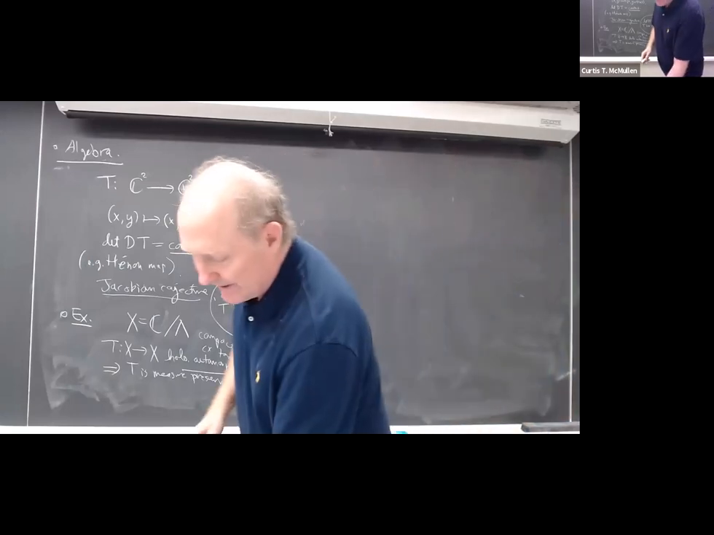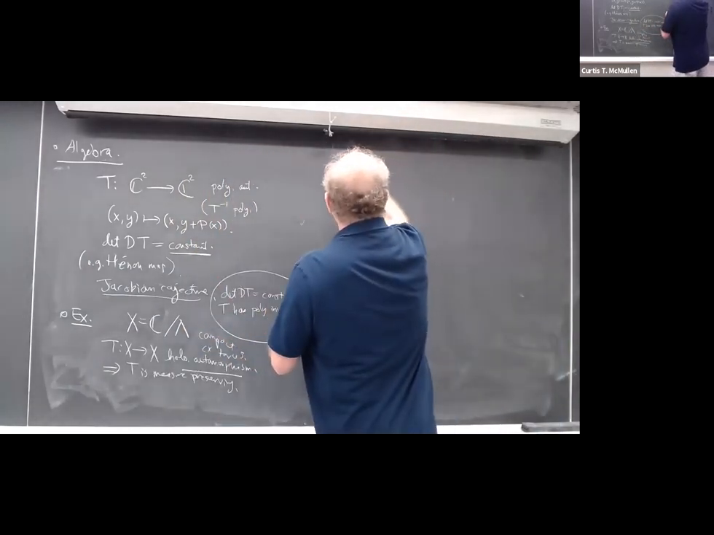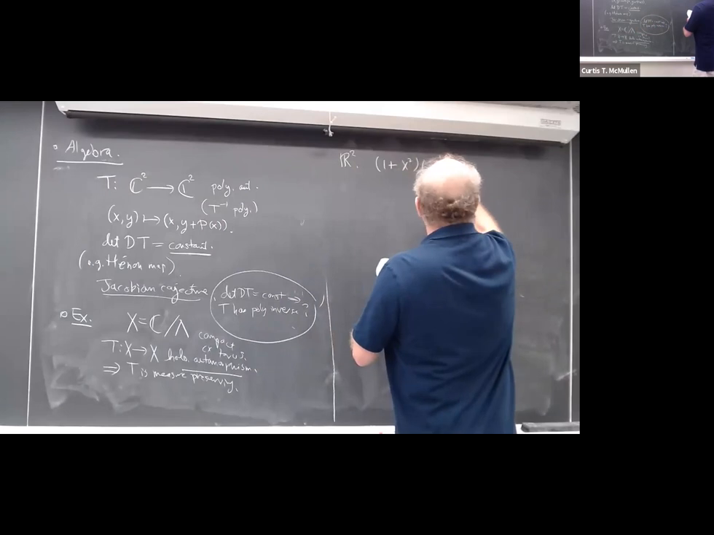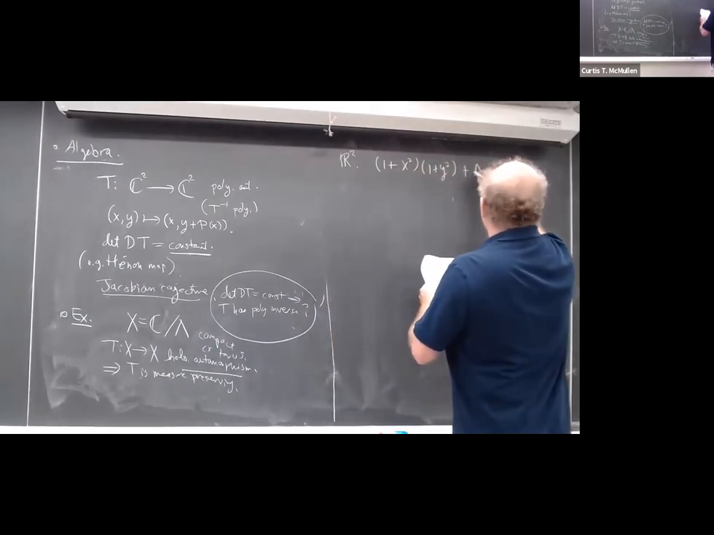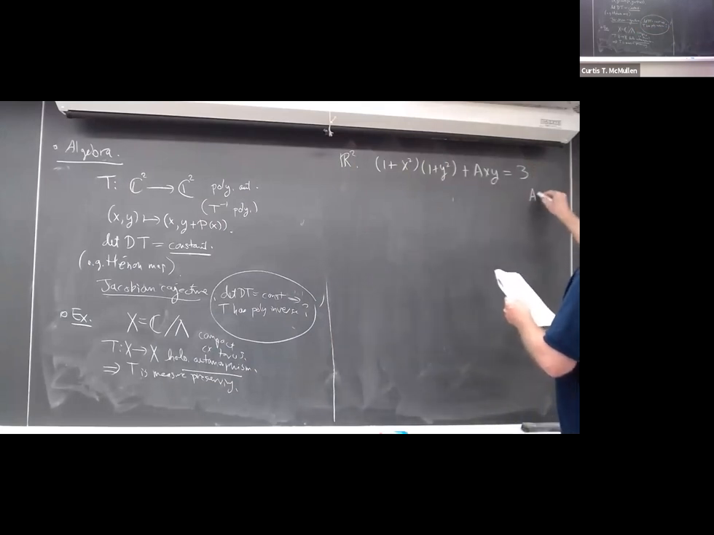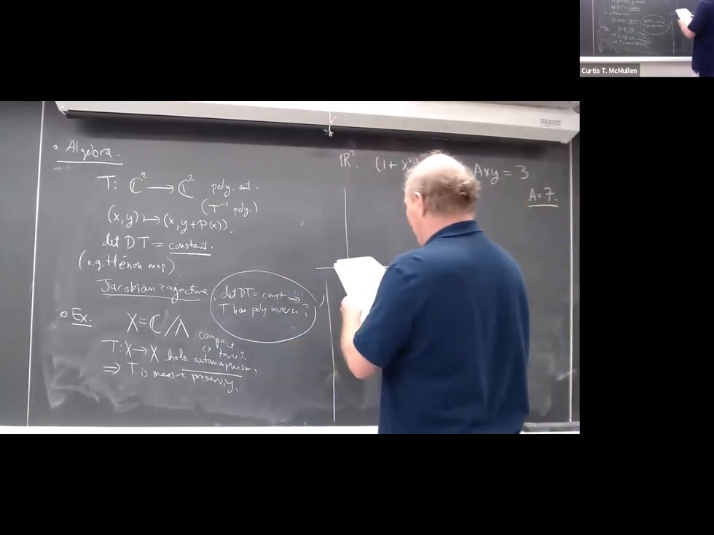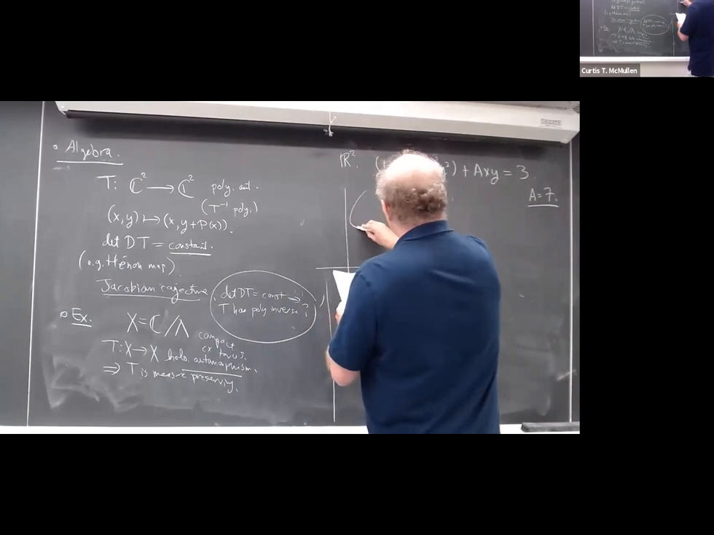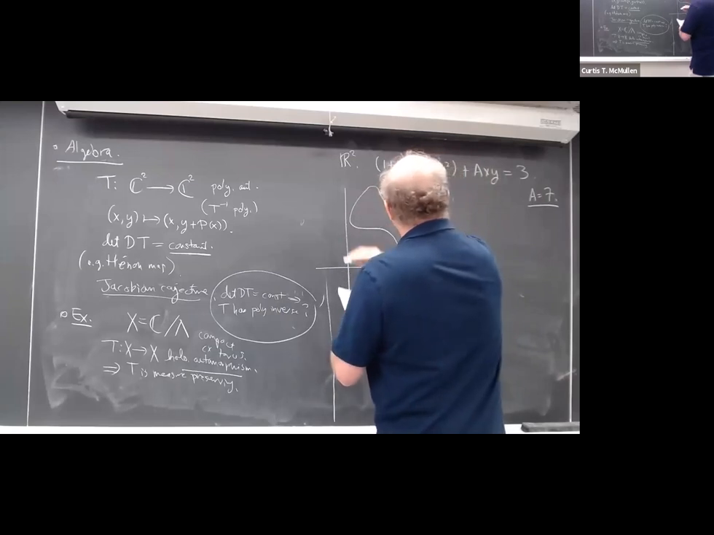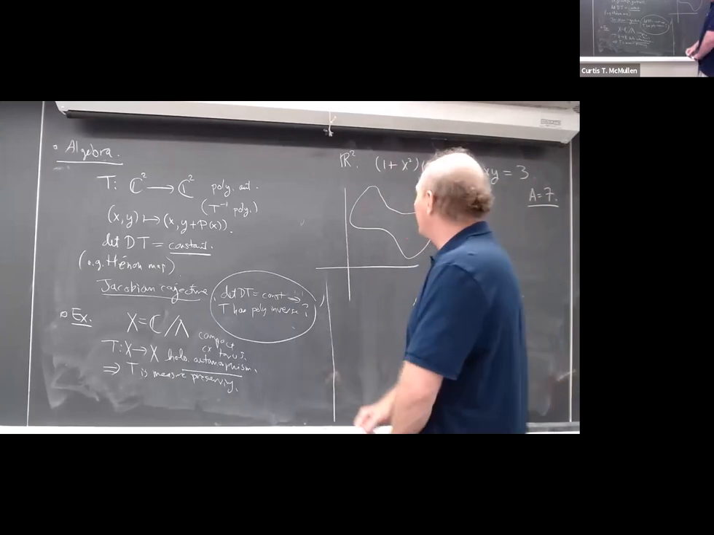So to be very concrete, we look at the locus in R2 given by a certain equation: (1 plus x squared) times (1 plus y squared) plus, and then there's a constant you can play around with, a x y, is equal to 3. And I'm going to draw the case where a is equal to 7. What this looks like is sort of like this. Somewhat bad drawing, but approximately right. You can see the picture in the notes and on the web page.